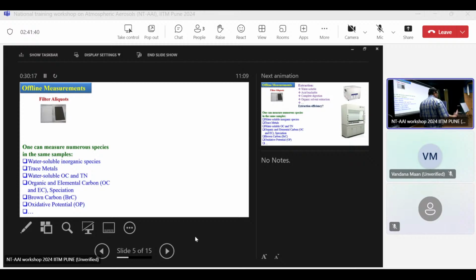Then you can do trace metals. This we will talk a little more about that. You can do water soluble organic carbon and total nitrogen, organic and elemental carbon, brown carbon, oxidative potential, which I added because I do. But for chemical composition and oxidative potential, both are different.